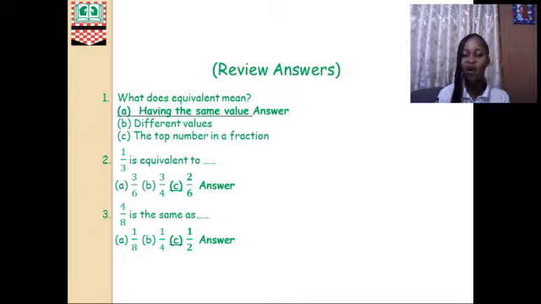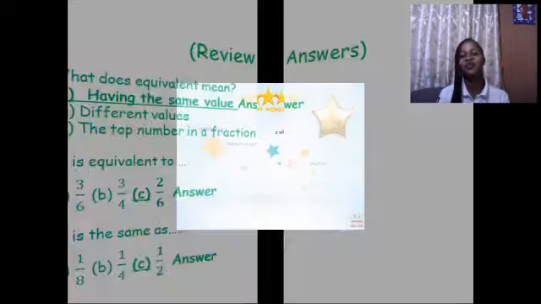Then the third question, 4/8 is the same as 1/2. How did we get that? We simply divide both the numerator, which is the top number on the fraction, and the denominator by 4. So 4 divided by 4 gives 1. 8 divided by the same 4 gives what? 2.